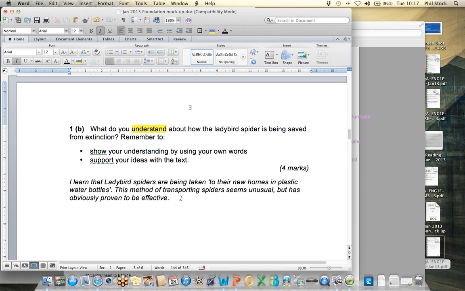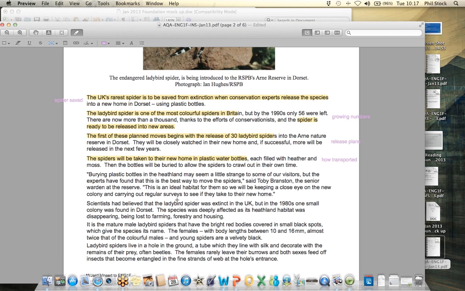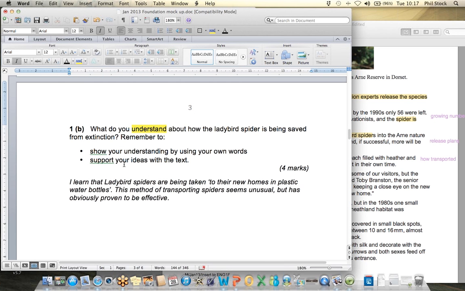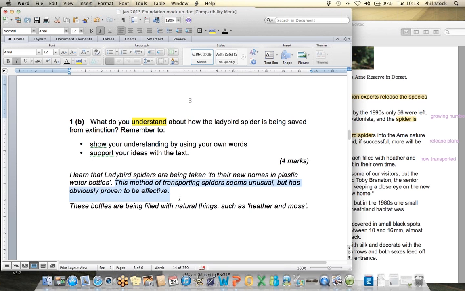So we'll try it for perhaps another quick idea. And maybe on the theme of the water bottles, if we read on here, we spoke about how they're being filled with heather and moss. And heather and moss are kind of plants, aren't they? So I might just continue my idea here. These bottles are being filled with natural things, my quotations, remember, such as heather and moss. And as I did here with my explanation, I think I just need to be quite clear why that's important, what I've understood by that.